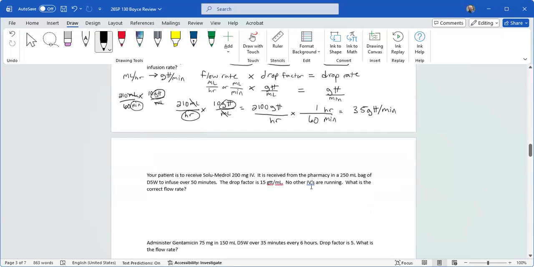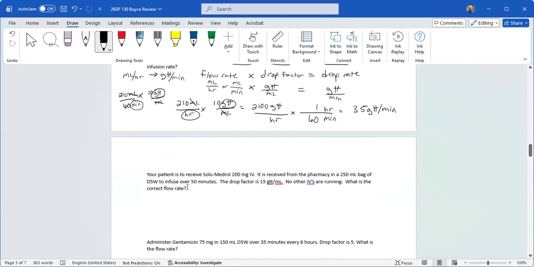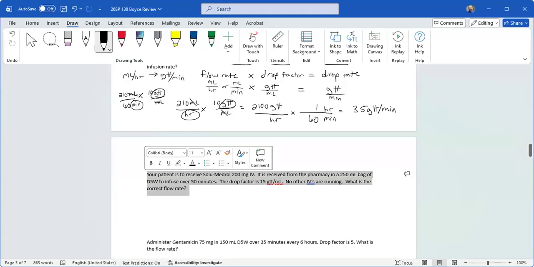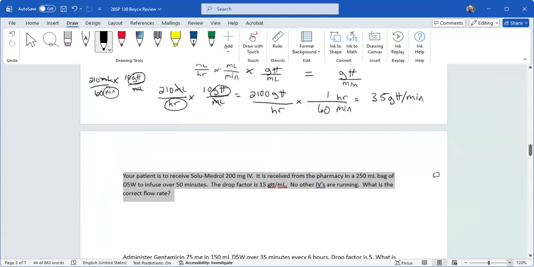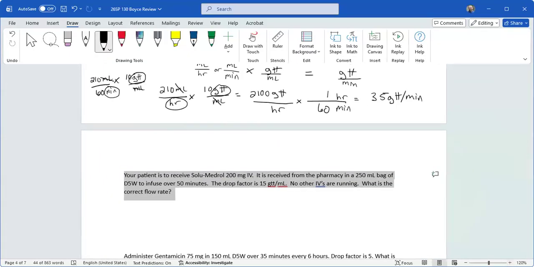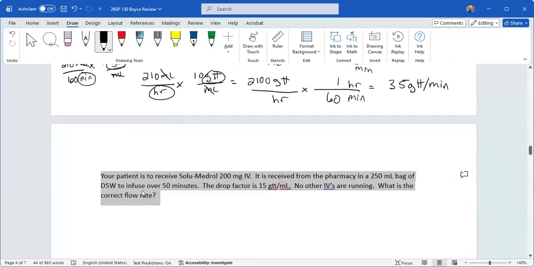So try this one. I'm going to zoom in a little bit here just so you can see it a little bit better. Hopefully that's a little bit easier for you. So go ahead and try this one and let me know what you get for your drop rate.